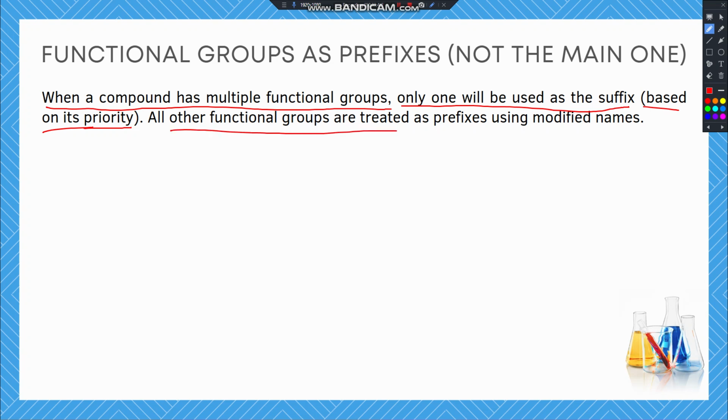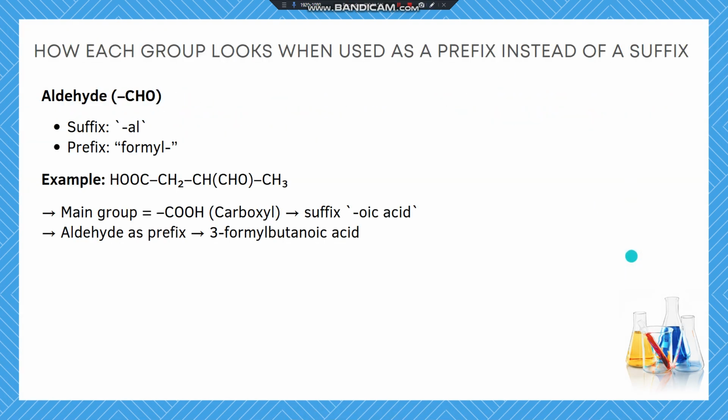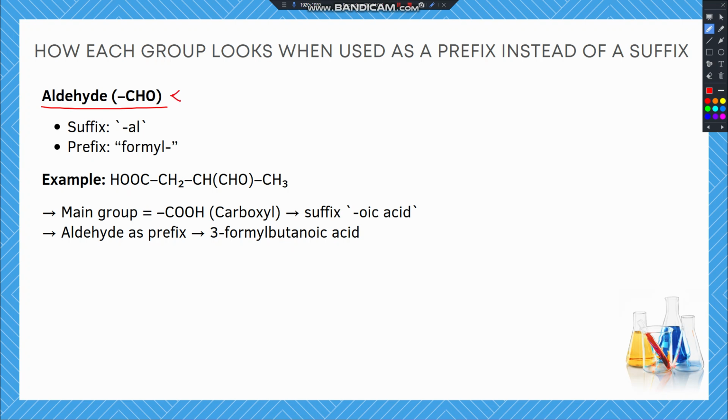All other functional groups are treated as prefixes using modified names. What are those modified names? Let's check them out. So we have the first example. When we have an aldehyde, CHO, that is not the main functional group, we call it formyl. But when it is the main functional group, we use the suffix AL.